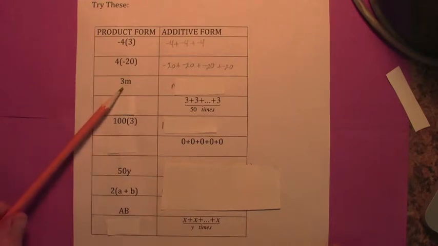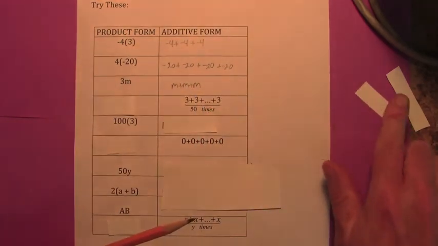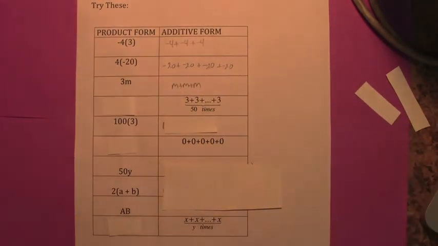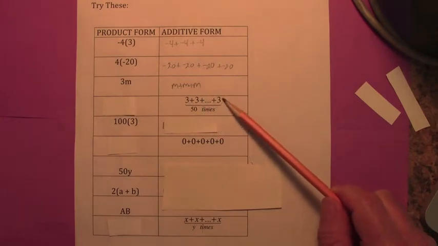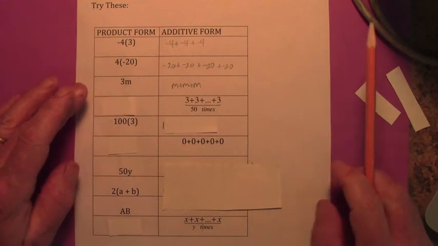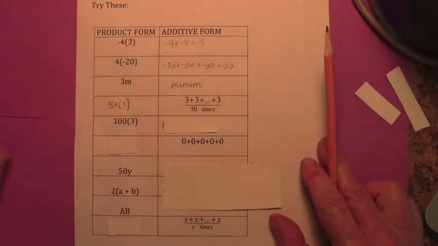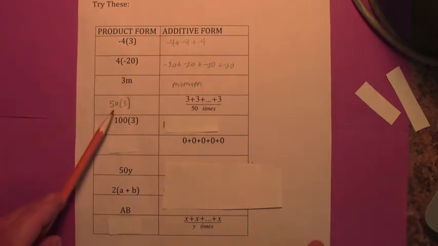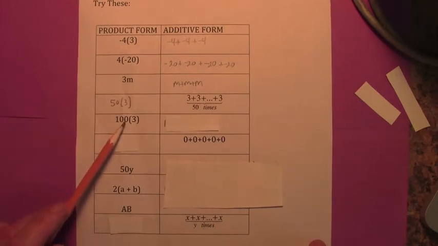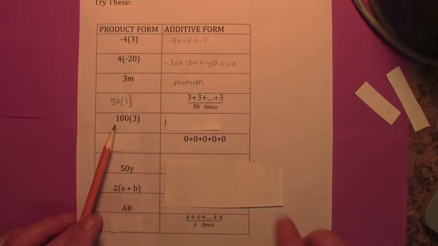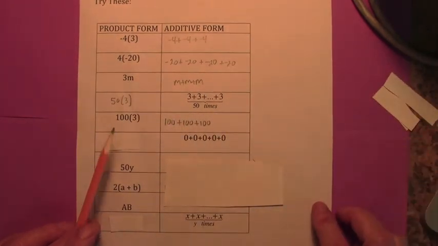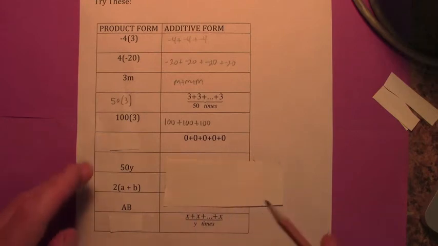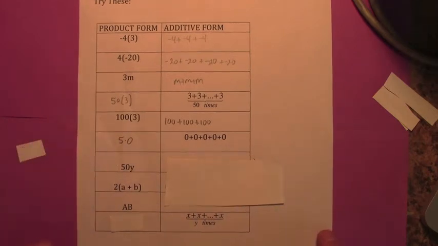How about this one? 3 times m. That would just be m plus m plus m, right? How about this one? 3 plus 3 plus dot dot dot plus 3, 50 times. How would you write that in product form? Computer says 50 times 3, right? Good. 100 times 3 would have to be, well, there's 2 ways to do that one, but the easiest way would be 100 plus 100 plus 100. How about 0 plus 0 plus 0 plus 0 plus 0? That would be 5 times 0.